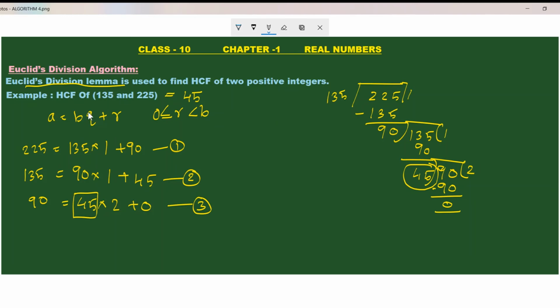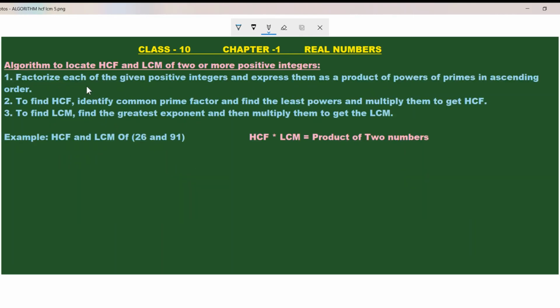This way we are going to find the HCF of given two numbers in the exercise of this lesson. Got it? Let's move on to the next page.